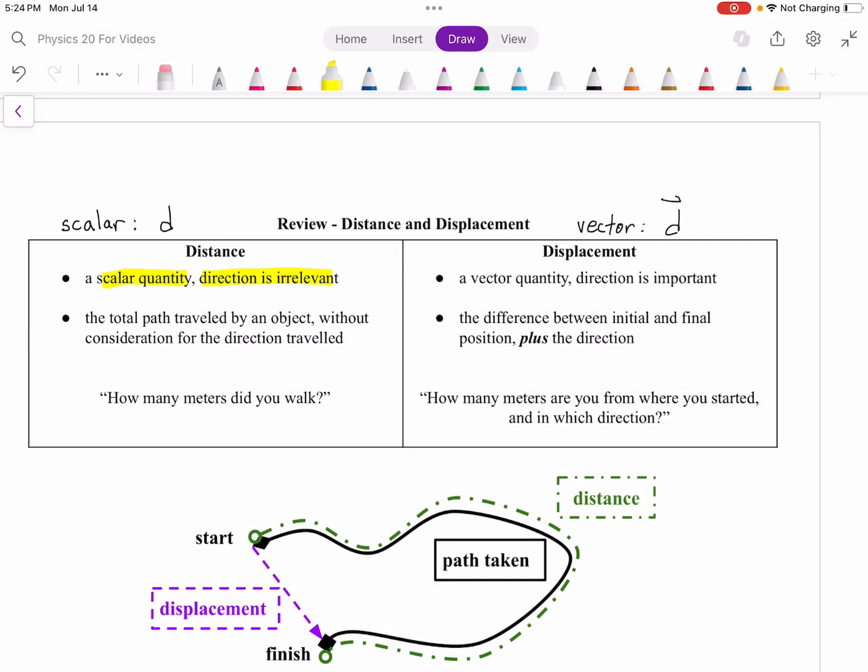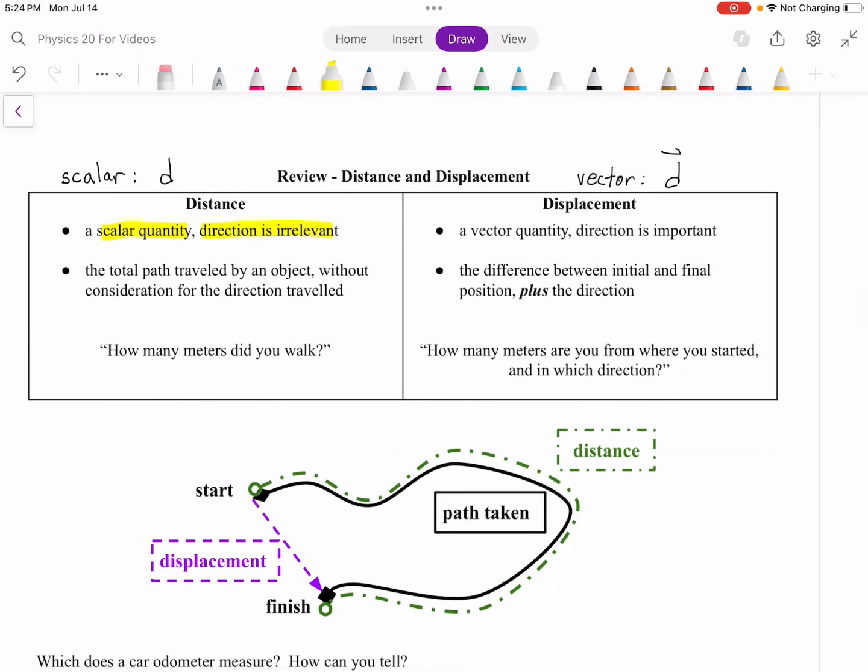Direction is irrelevant. All distance is talking about is the total path that's been traveled by an object, without caring about the direction that was traveled during that travel time. So it's really just saying, how many meters did you walk?